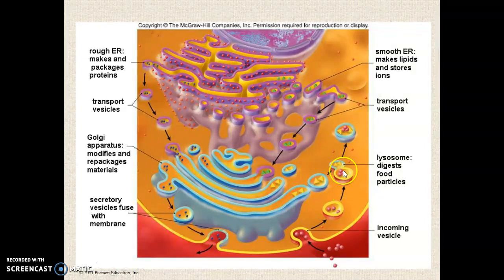Here you can see a lysosome. Now the lysosomes are made within the cell. So here we have the Golgi apparatus with digestive enzymes in it, squeezing off to form this lysosome. If a bacterial cell were to come into the cell, it would be surrounded by its own membrane. This lysosome membrane can fuse with the bacterial membrane, release the digestive enzymes, and digest the bacteria without damaging the cell.